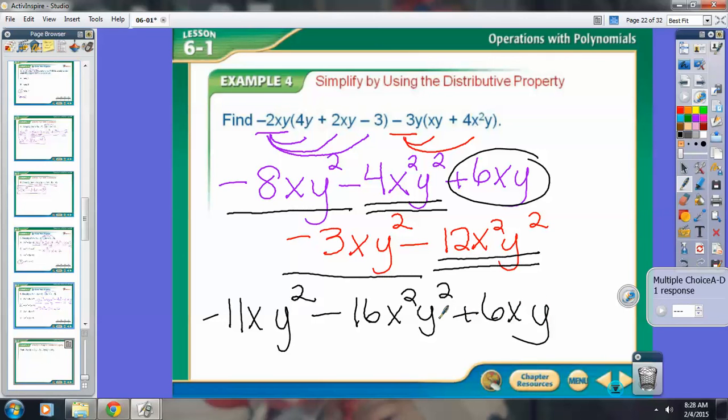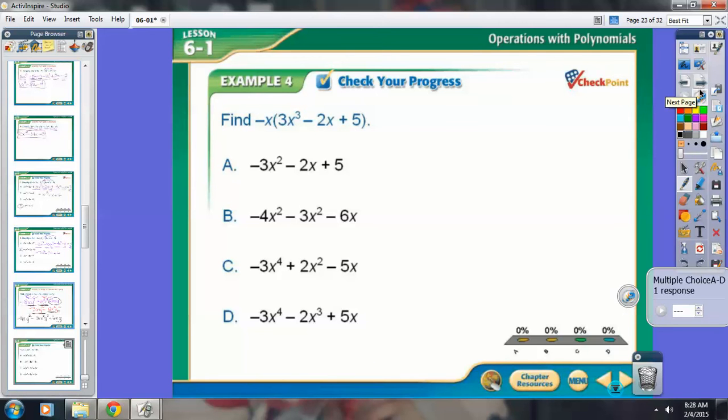Is there a certain order there that they have to be in? Technically yes, but we're not going to worry about that in algebra 2. I'll take it in any order it comes in. I want you guys to try this one.